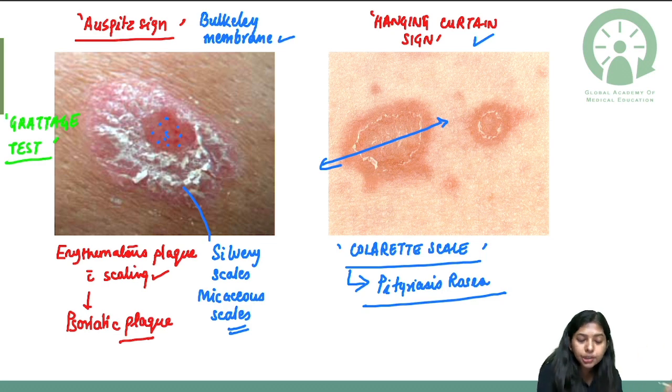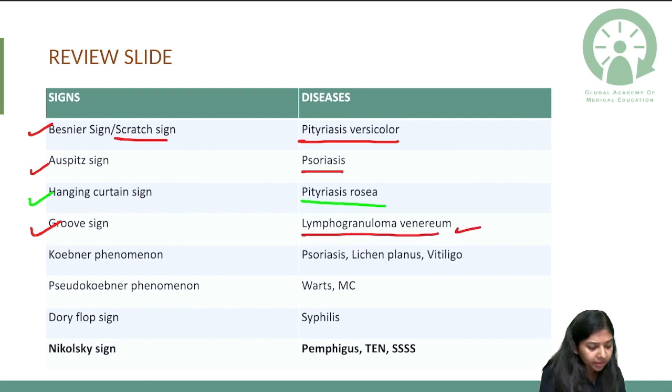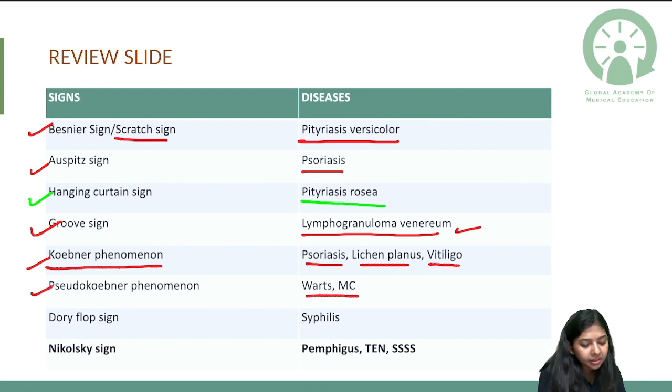So if you do a grattage test, you ultimately remove the scales, you reach a membrane which is red, moist, glistening, and it's called the Berkeley's membrane. When you remove that membrane, you get pinpoint bleeding spots, which is the Auspitz sign, right? Now hanging curtain sign we have looked at, we get it in pityriasis rosea. Groove sign, lymphogranuloma venereum. Koebner's phenomenon: true Koebner you get in psoriasis, lichen planus, vitiligo. Pseudo Koebner you get in warts and molluscum contagiosum. Dory-Flop sign you get in syphilis, right?